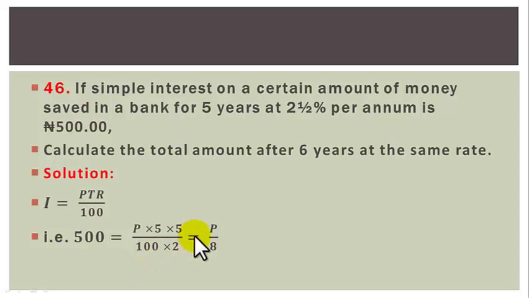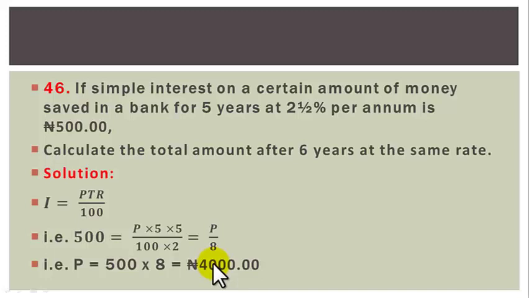This will give us 5 times 5 is 25, and 25 will cancel 100 to give us 4. 4 times 2 is 8. So this will give us P all over 8. By cross multiplication, P will be equal to 500 times 8, which is equal to 4,000 naira. That's the amount saved in the bank.